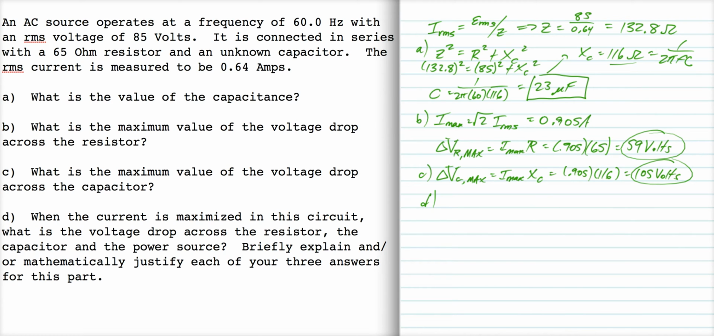Now for part D, we're saying the current is maximized. So if the current is maximized, that means the voltage drop across the resistor is maximized because those are in phase. Also, it means that the capacitor is uncharged. Right? Because if the current is maximized, that means the capacitor is not interfering with anything. And so the current at that moment is the maximum EMF divided by the resistance. So the voltage drop across the resistor is equal to its maximum possible value, 59 volts. Right? Because these are in phase.